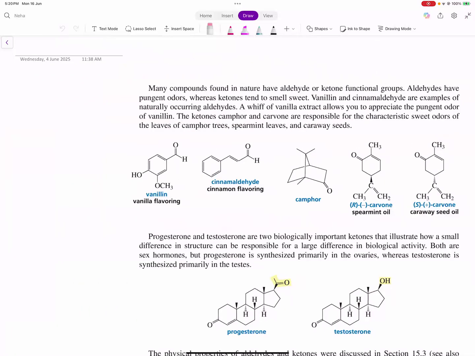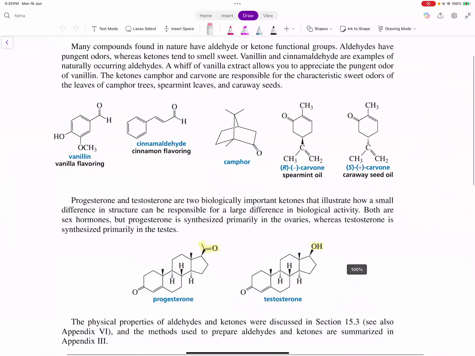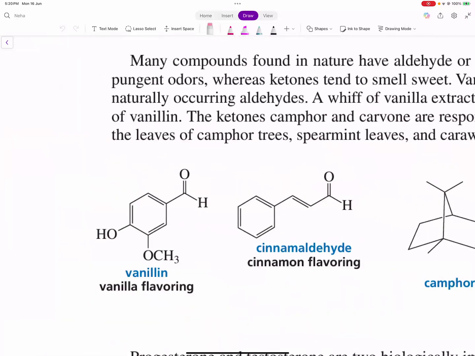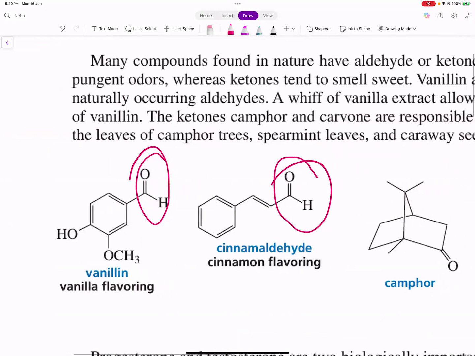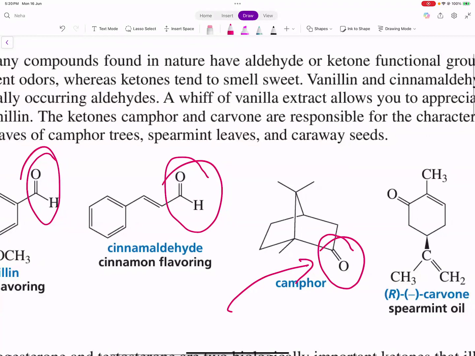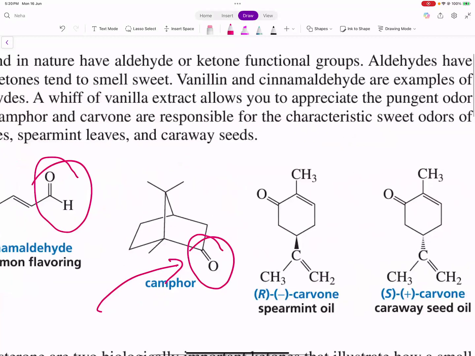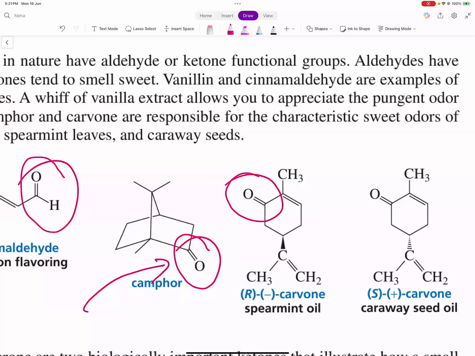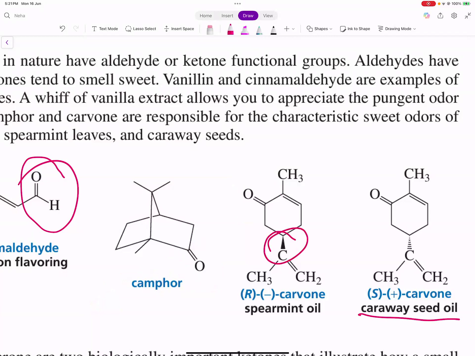See this beautiful functional group in vanillin, the vanilla flavoring: aldehyde. Cinnamon: aldehyde. Camphor: ketone. Spearmint oil: ketone. That one's also a ketone, caraway seed oil. See how nature is. See how beautifully it is. This is coming up, this is coming down, and it has become spearmint, and this has become caraway seed oil.